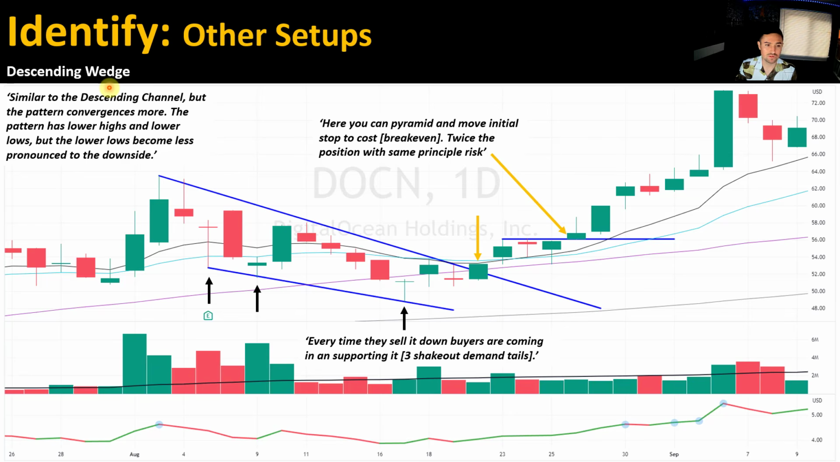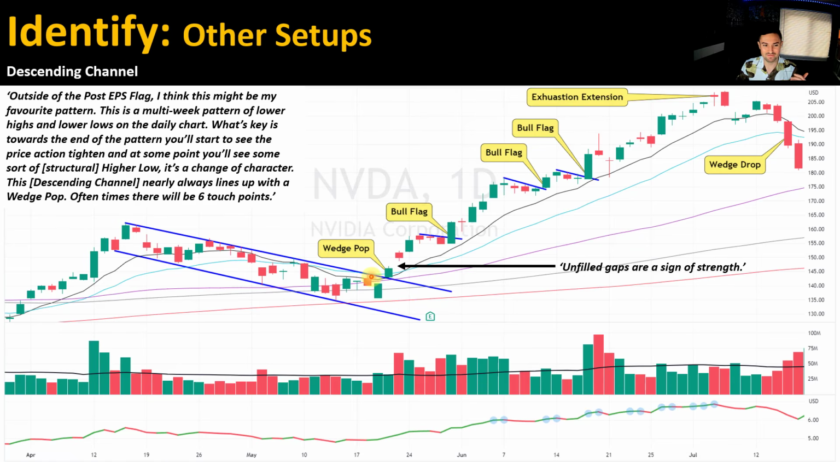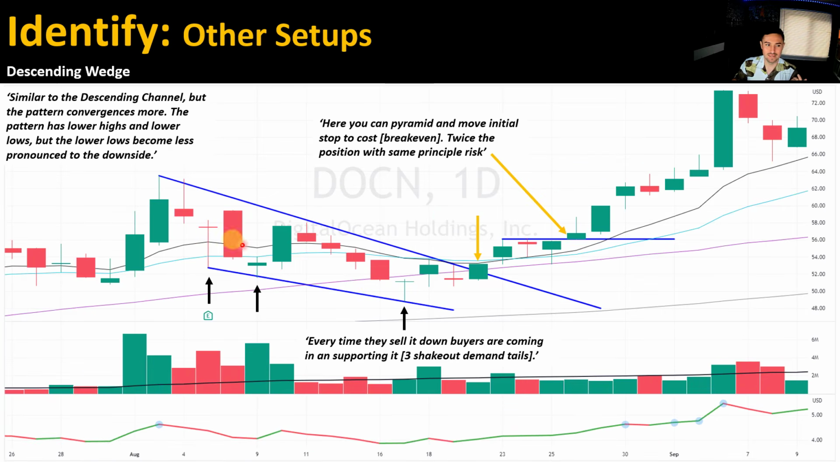Very similar to the descending channel. So it's similar to the descending channel, but the pattern converges more. The pattern has lower highs and lower lows, but the lower lows become less pronounced to the downside. So you see how it's making lower lows, but it's not making as aggressive kind of lower lows as Nvidia was. Price is basically finding it harder to go to the downside. And then at the bottom, these lows here, you're looking for evidence, ideally, that large operators are stepping up and trying to buy it.